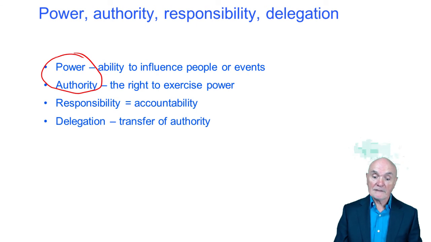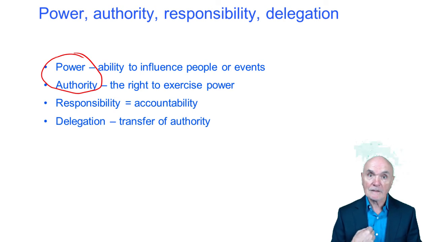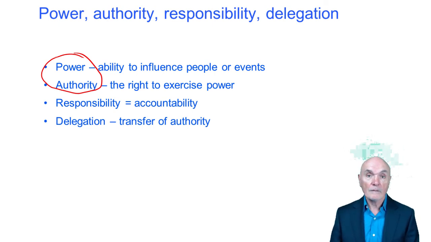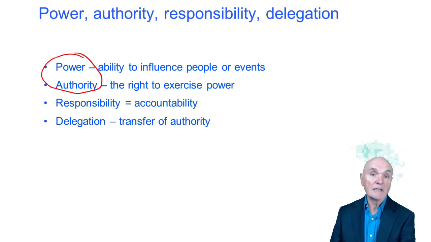Because what happened was I passed it on to an assistant who wasn't up to it, or I didn't monitor that assistant, but the buck stopped with me, because I was the one who was given the responsibility or the accountability. So you need to know these 4 terms and what they mean in terms of management theory.